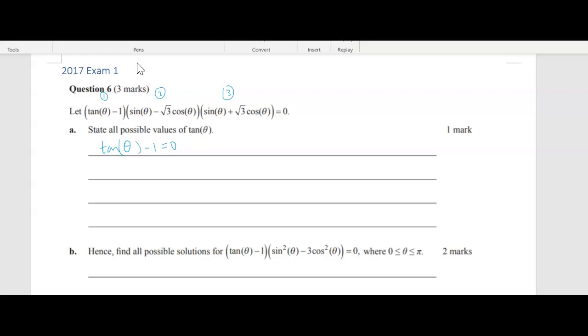Okay, so I'm dividing through by, so if I divided through by bracket 3, 0 divided by that bracket is still 0. If I divided through by bracket 2, 0 divided by bracket 2 is still 0. So I can have tan theta minus 1 equals 0. I can have that second bracket.